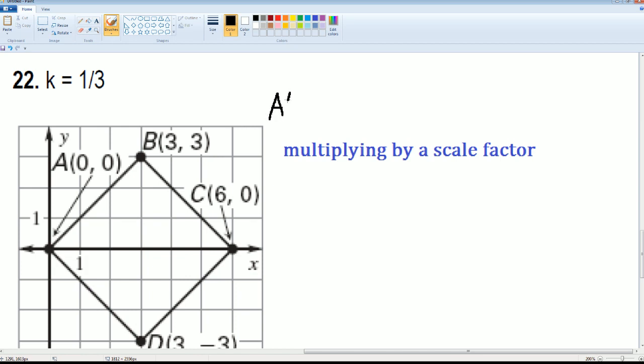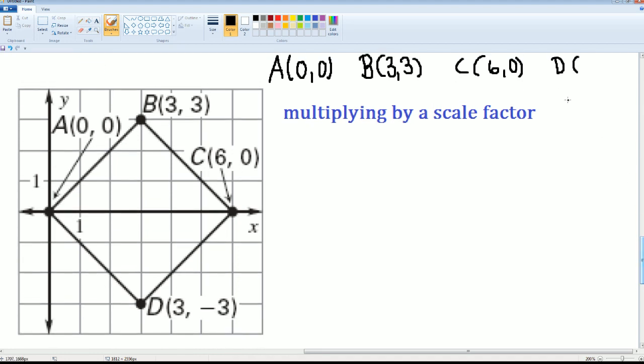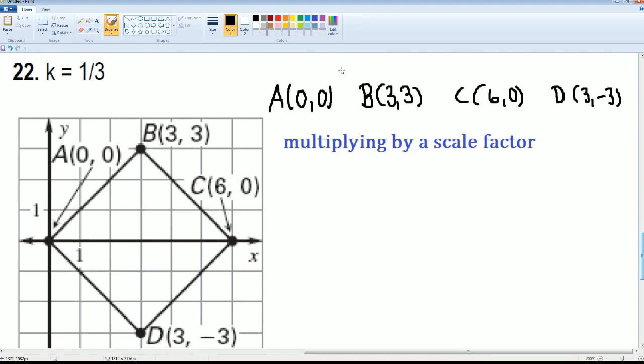A is 0, 0. B is 3, 3. C is 6, 0. And D is 3, -3. What are we going to do to these points? We are going to multiply by the scale factor. What is the scale factor? 1/3. Again, this is the scale factor.